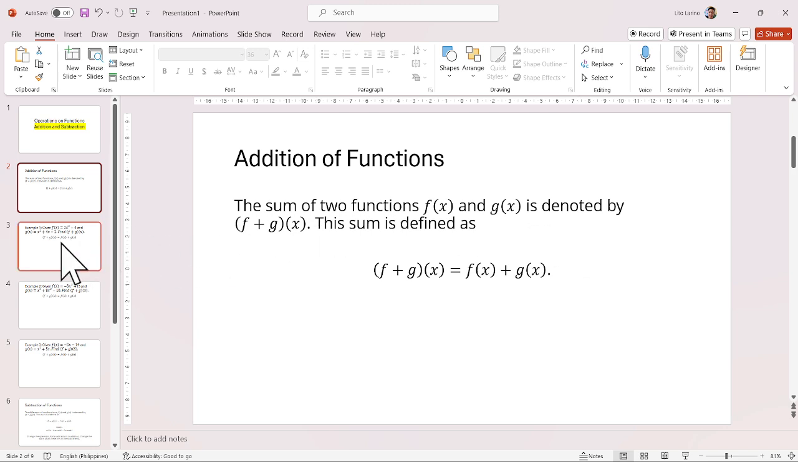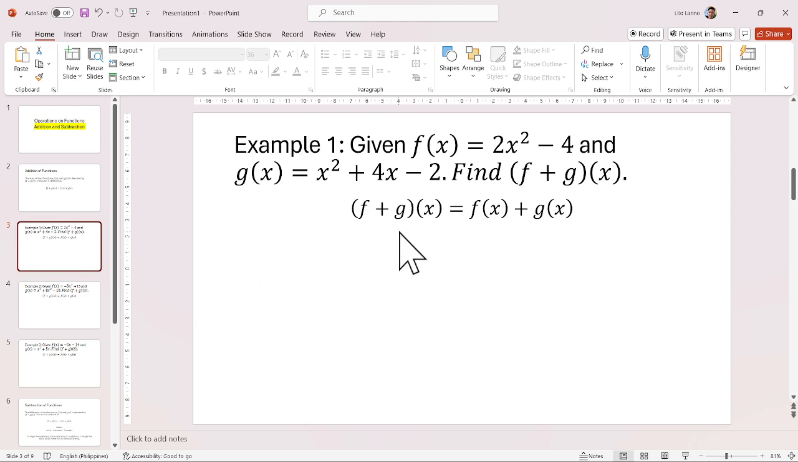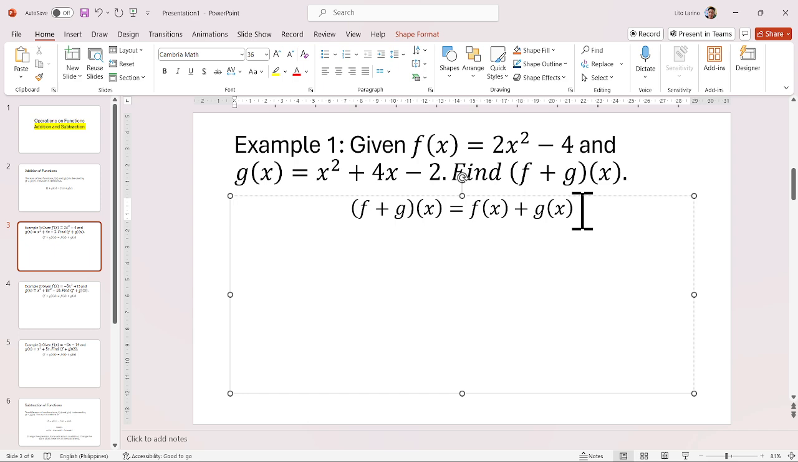Let's have this example number 1. Given f of x is equal to 2x squared minus 4 and g of x is equal to x squared plus 4x minus 2, find f plus g of x. Again, f plus g of x is equal to f of x plus g of x. And this is simply equal to writing our expressions.